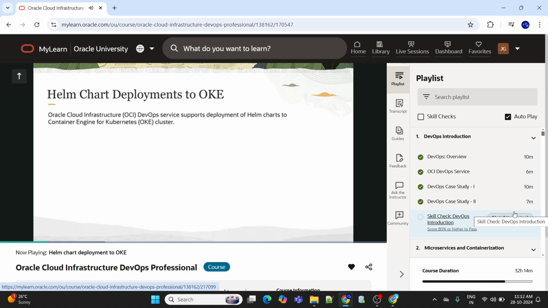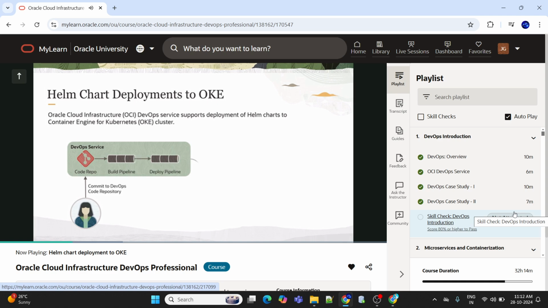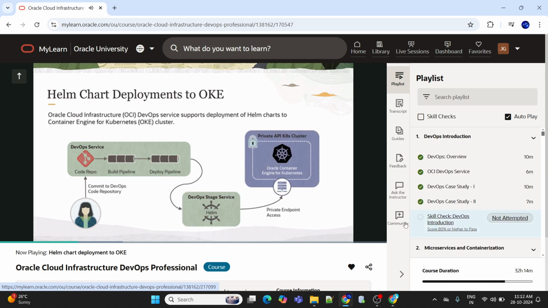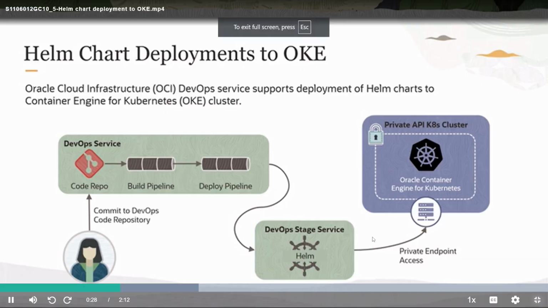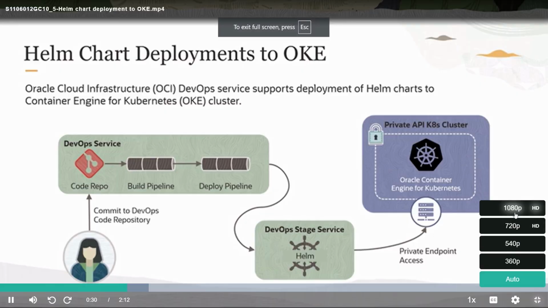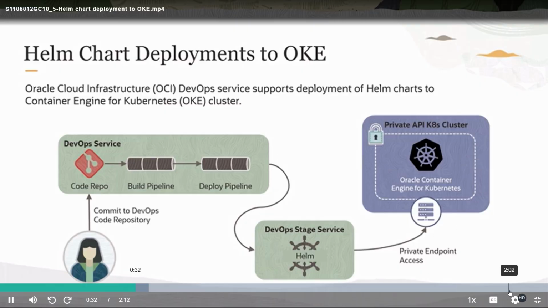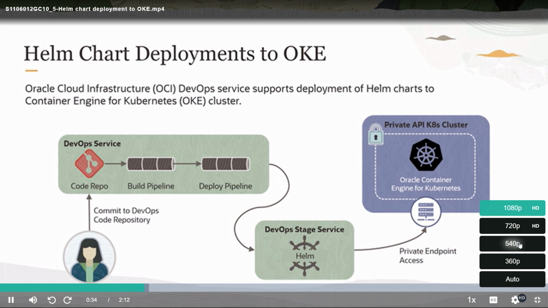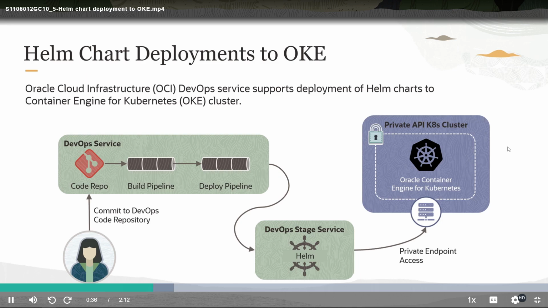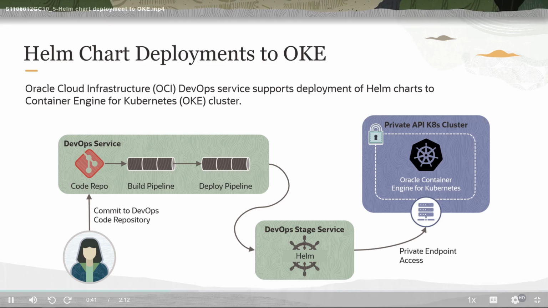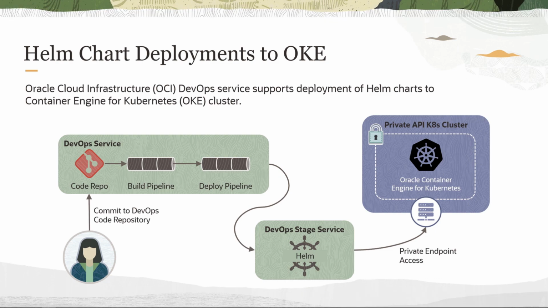OCI DevOps service supports deployment of Helm charts to Container Engine for Kubernetes clusters. This new feature of OCI DevOps service enables developers to easily create continuous integration and delivery pipelines that include Helm chart package deployments to their OKE clusters. Now, developers can add a specific Helm chart stage to the deployment pipelines to automate the Helm deployment and automatically roll back on OKE environments.